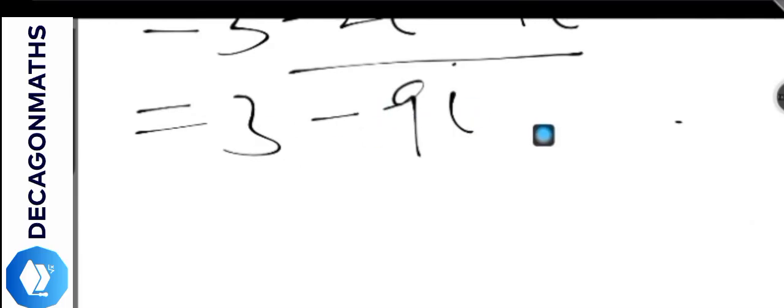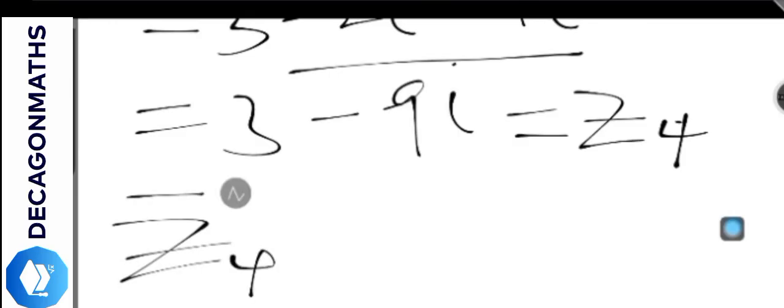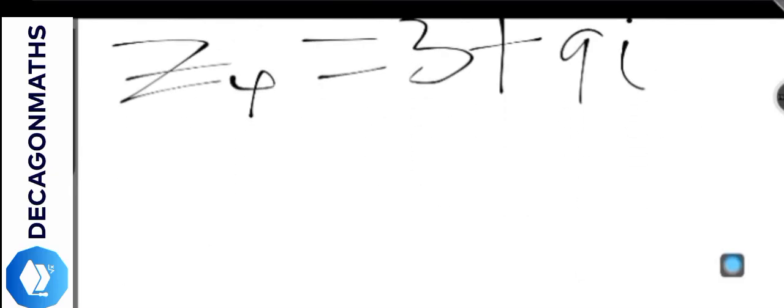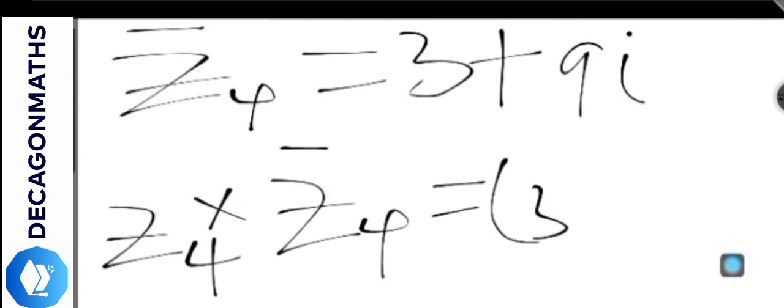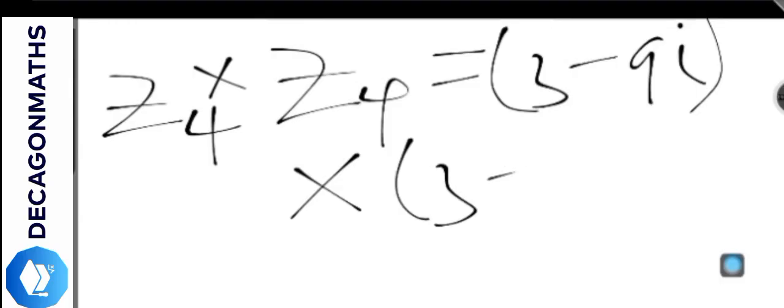So the conjugate of 3 minus 9i, let's say we call this z4. So you can say that the conjugate of z4, we write it as z4 bar, which equals 3 plus 9i, right? Because we just change the sign here to positive. So this implies that when you multiply z4 and z4 bar, this equals 3 minus 9i, we multiply it by 3 plus 9i.